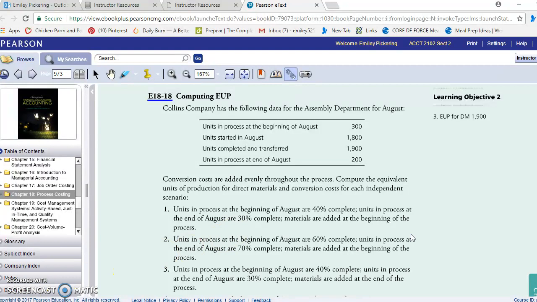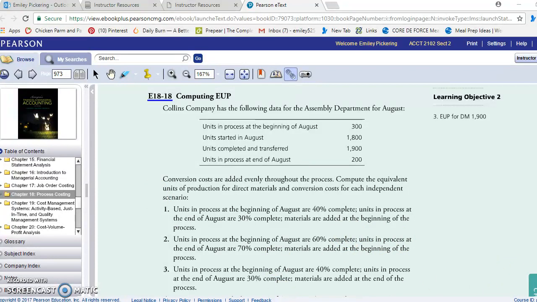So for requirement two, with our direct materials, it's still going to be 100% of both of them because materials are added at the beginning. So you're going to have 2,100 equivalent units for direct material. For conversion costs, you're going to have the 1,900 that were transferred out, and instead of 30% this time, it's 70% completed. So instead of it being 60, it's going to be 140. So you have 2,040 equivalent units for your conversion costs.